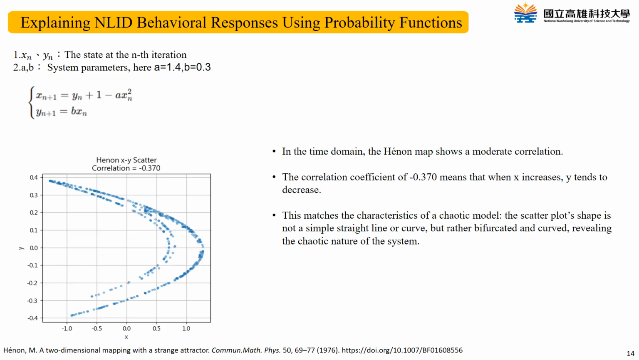The figure in the lower left corner shows the scatter plot of x and y. From the plot, we can see that the correlation coefficient is approximately -0.37, indicating a moderate negative linear relationship between x and y over time. In other words, when x increases, y tends to decrease. More importantly, the points in the scatter plot do not lie along a straight line, nor do they form a simple linear pattern. They form a curved, dispersed, and structured shape. This indicates that in addition to the linear correlation, the system also exhibits more complex nonlinear dynamic relationships.